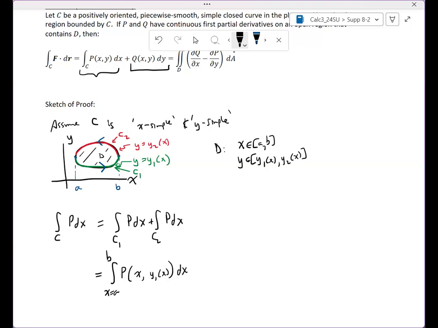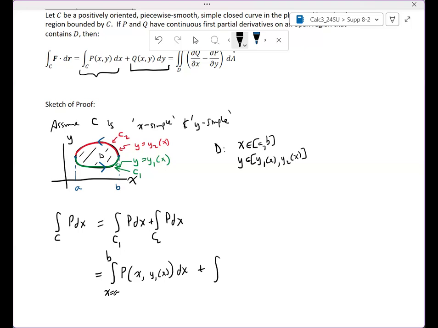Right, on the green curve, the bottom curve, that's where y is always y1 of x. So if I am given an x, that also determines my y value, y1 of x. Okay, so that's the bottom part of the curve, that's the green part of the curve, plus I need to add on the top part of the curve.